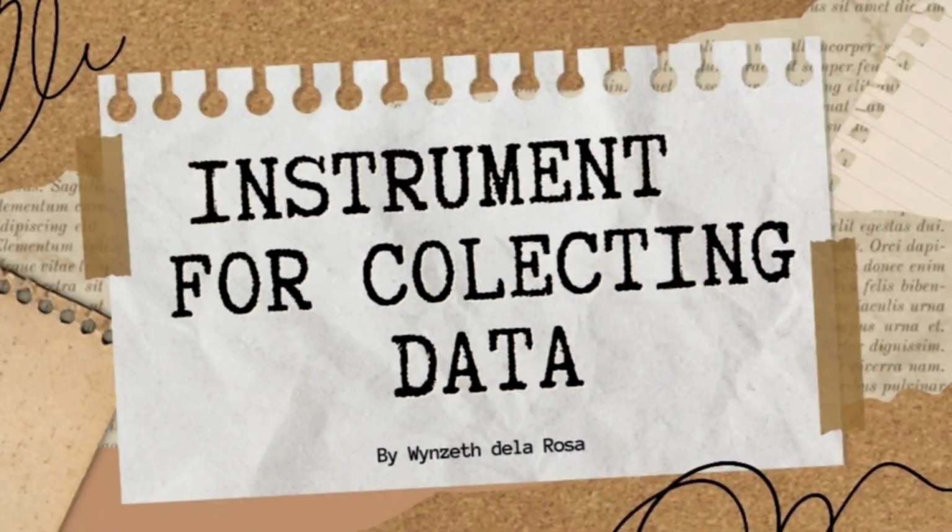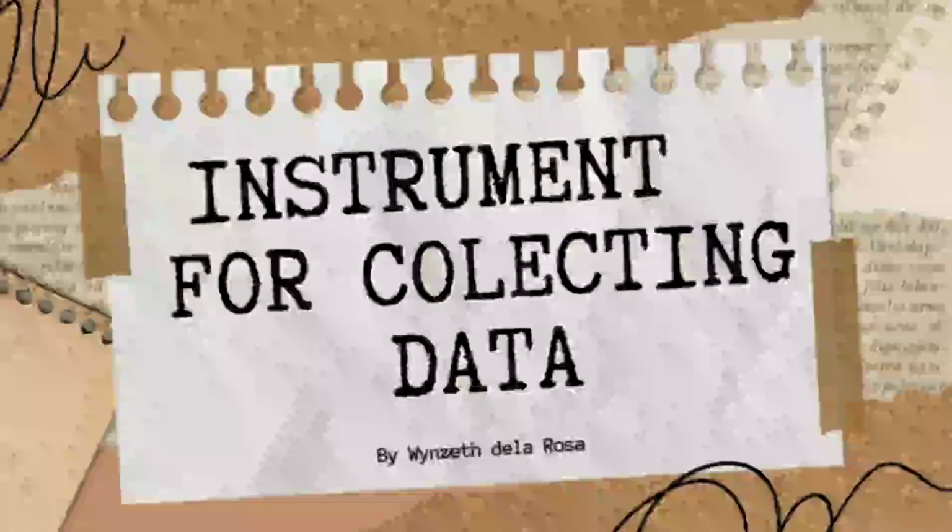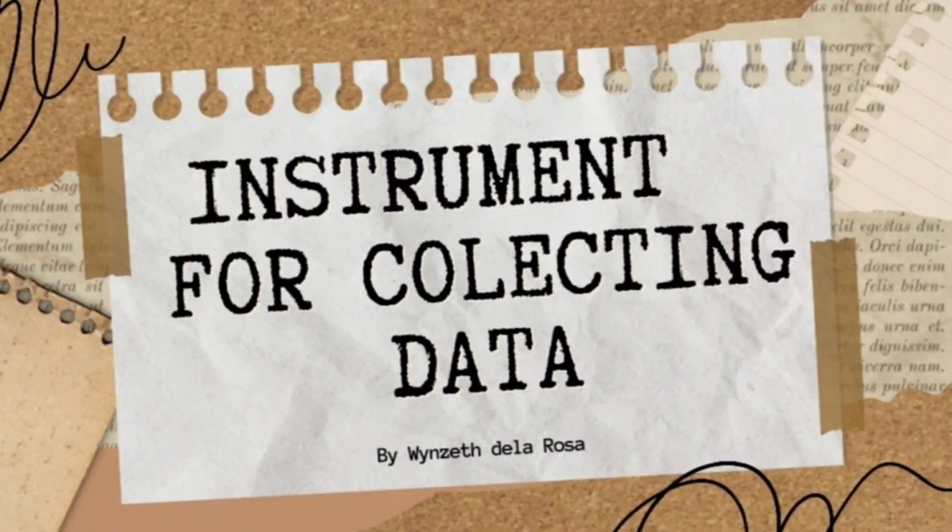So, when it comes to getting an instrument for your research, you've got three main options. First off, you can make your own, which sounds cool but can be pretty tough and time consuming though. Second, you can find one that already exists and tweak it to fit according to your needs. This is a bit easier because you're not starting from scratch. And finally, you can just grab an existing instrument and use it as is.